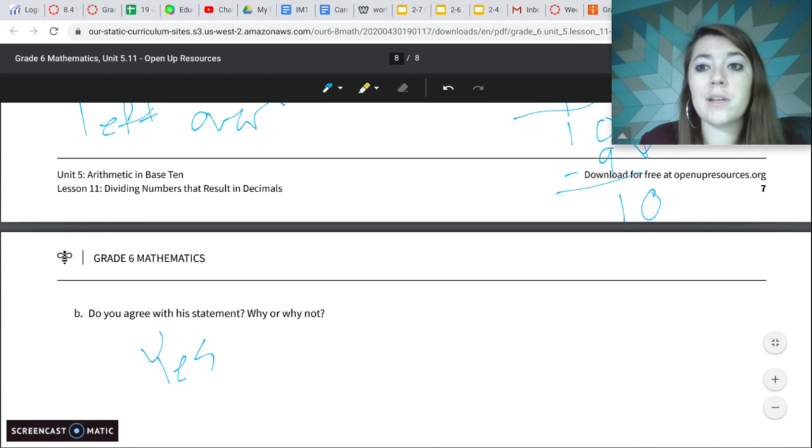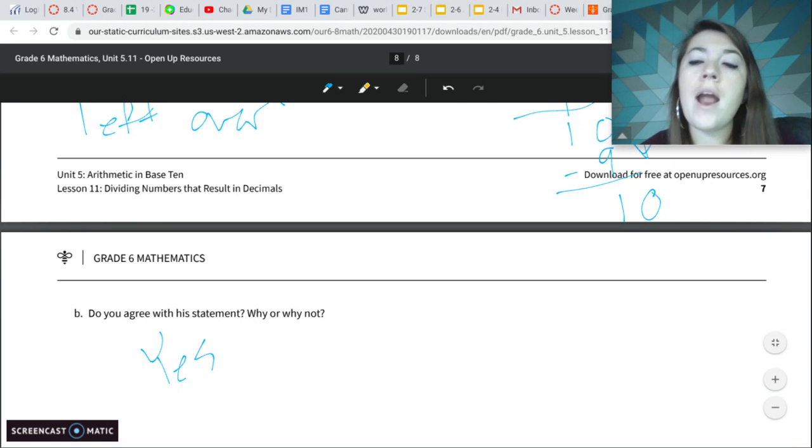Every time we get 10, we're going to say 3 goes in there 3 times and get 9 and subtract, and we're going to get another 10 again. So it's going to keep going on. All right, your keyword for this lesson is long division.